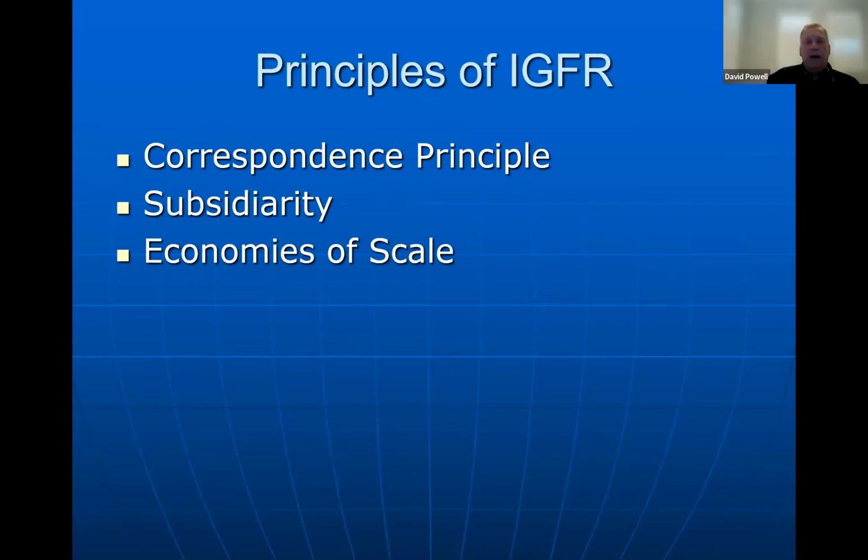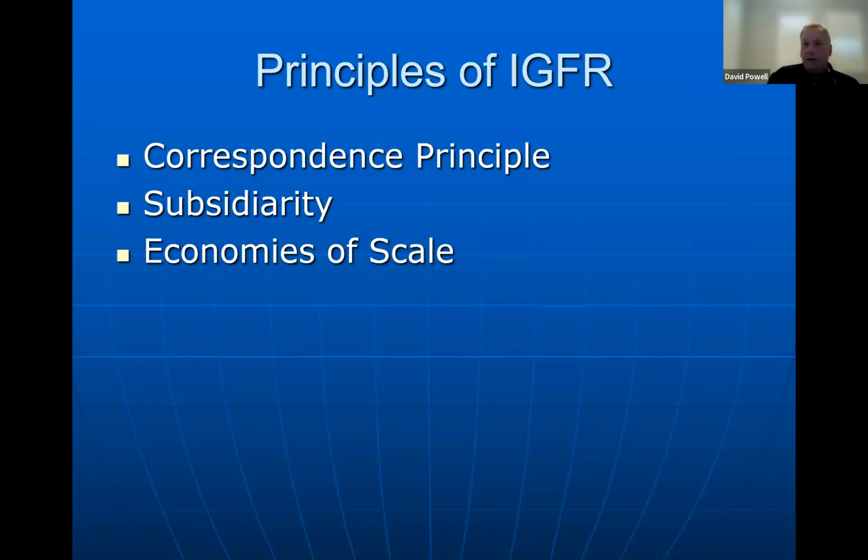Subsidiarity really deals with the idea of devolution of power and authority. So the correspondence principle talks about decentralization, allowing state and local governments a seat at the decision-making table. Subsidiarity talks about providing them with the resources necessary to then carry out those decisions. And that's the difference between decentralization and devolution. Decentralization allows participation in the decision-making process. Devolution means providing the necessary resources to actually implement and carry out those decisions.